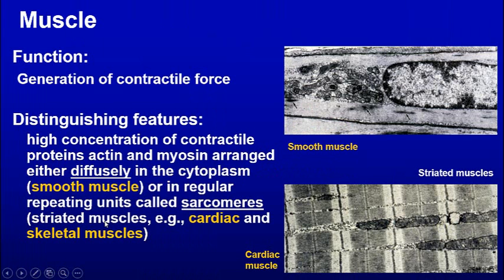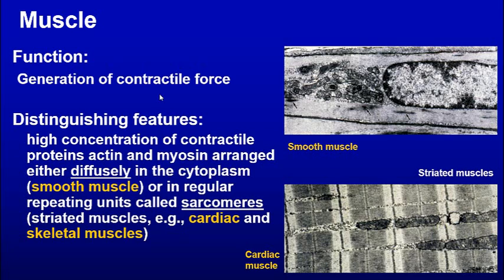So there's four basic types of tissue: epithelium, connective tissue, nervous tissue, and today we're going to talk about muscle. Now, the function of muscle, in two words, is to generate contractile force. It contracts, and when it does, it pulls on tendons and ligaments that allows us to move.